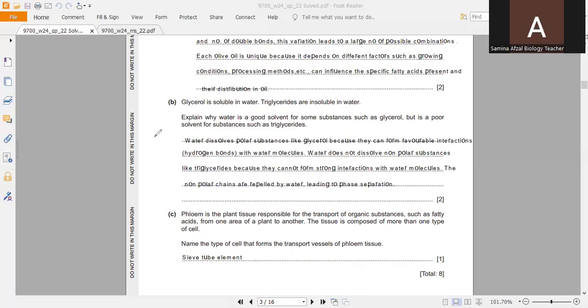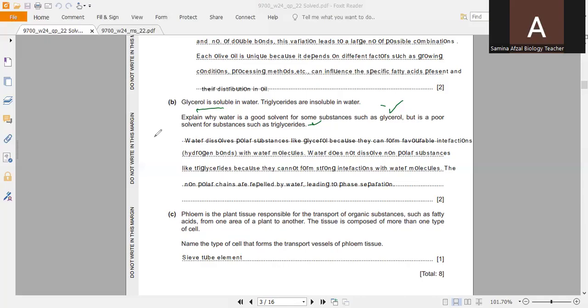For some substances such as glycerol, as it is written in the question, it is soluble in water, but water is a poor solvent for substances such as triglycerides. Triglycerides cannot dissolve into the water. Here I would like to explain first of all, as the question is focused on the contrasting solubility of glycerol and triglycerides in water. Glycerol is soluble in water and mixes well with water. Triglycerides do not mix with water. So we have to explain all this.